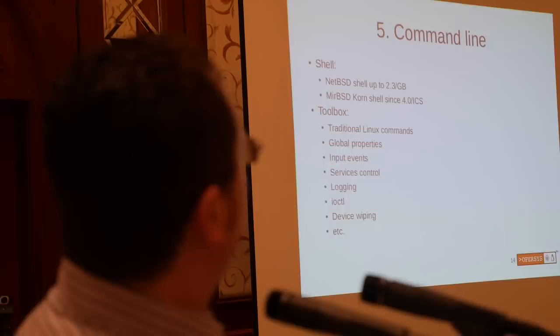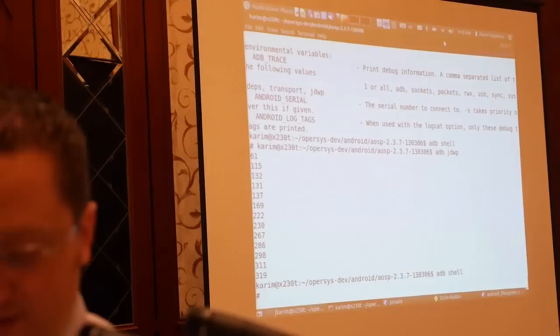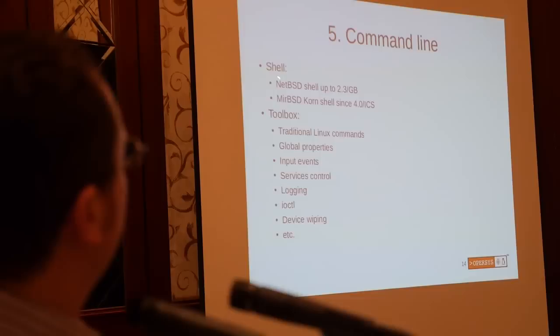Okay, the command line, all right? So once I shell into the device, what am I actually running? Like, for example, if I do adb shell on my system here, what's going on here? What's this shell, all right? So, up to Gingerbread, this is the NetBSD shell with very few modifications. Since 4.0, they're running this mksh shell, which is actually very interesting because it's got tab completion and all the fancy stuff that you'd expect of a modern shell, with the exception of color coding.